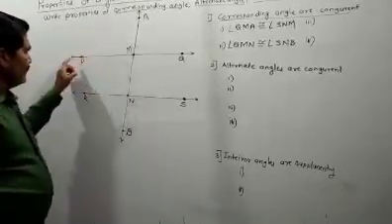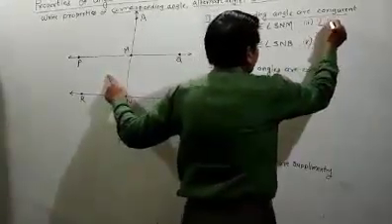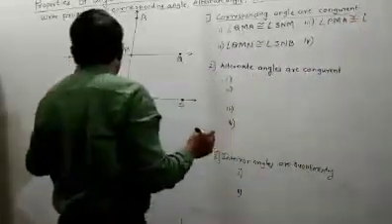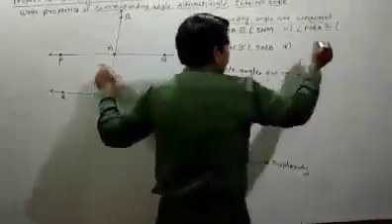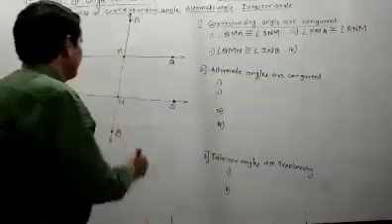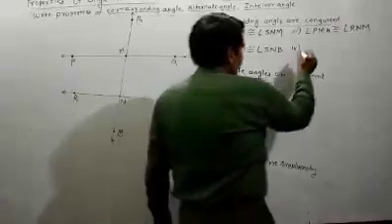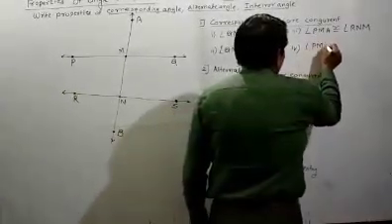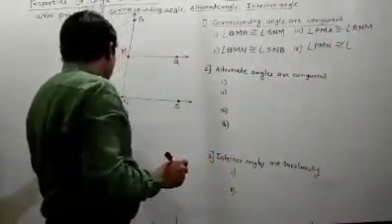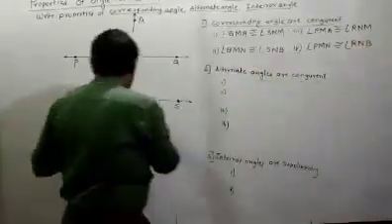How do you read this angle? You have to start with the arrow end: angle PMA. Angle PMA is congruent to angle RNM. Then the downside angle you have to take, this angle and this angle: angle PMN is congruent to angle RNB.